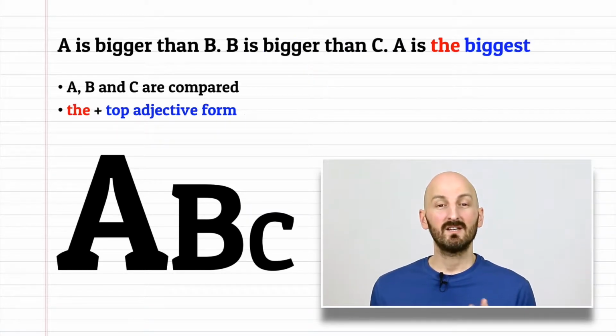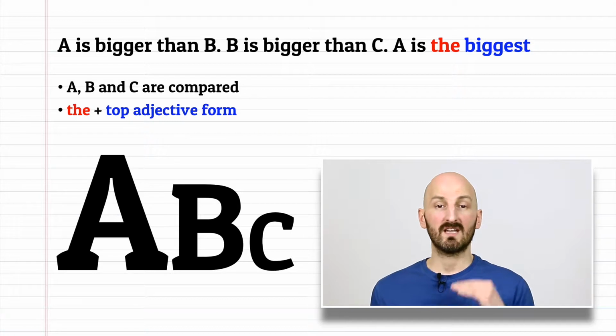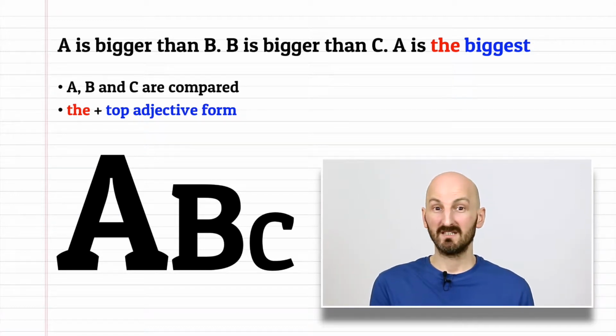Now what about this? A is bigger than B, B is bigger than C, A is the biggest. This simple sentence shows the comparison between A, B and C. The adjective big changes to show the comparison and which one is at the top. The form is the plus adjective, and the adjective is in the top form, so we have A is the biggest. The adjective form goes like this: big, bigger, biggest. Okay, so that's up comparisons. I told you it was easy, didn't I?